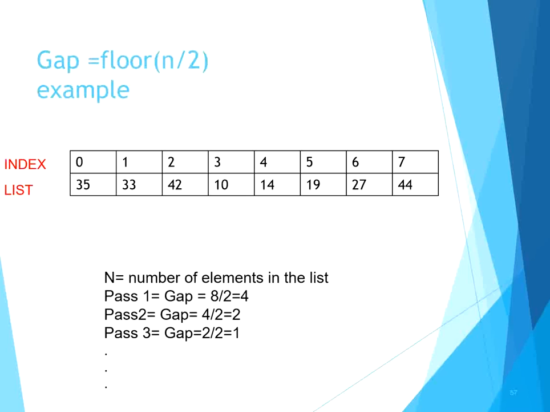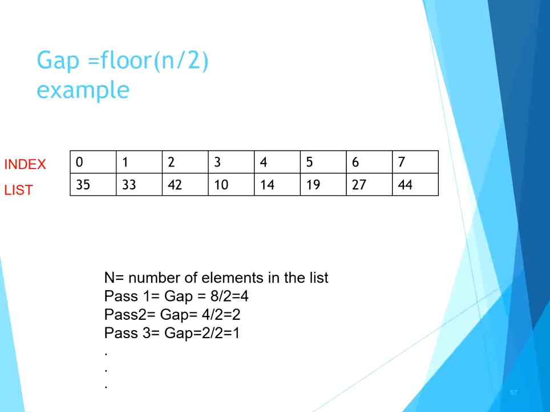So let's see what the edge is. We also call it gap or interval. First of all, at the very first step in the algorithm, we have to find the value of the edge or gap. So how do we calculate it? We use the formula floor of n divided by 2.